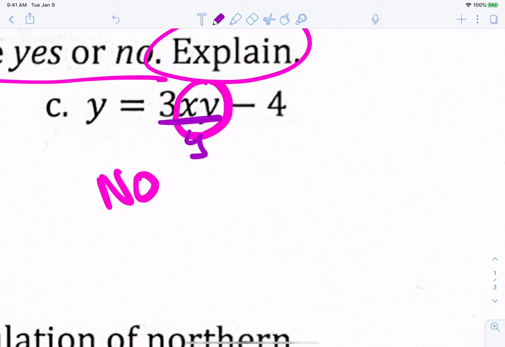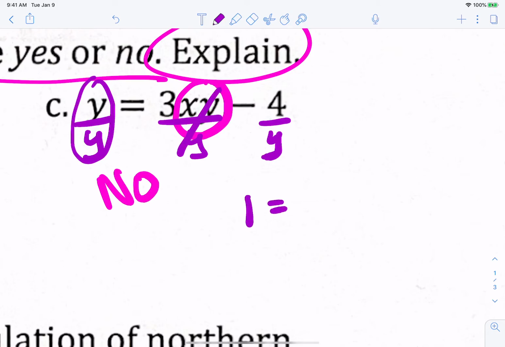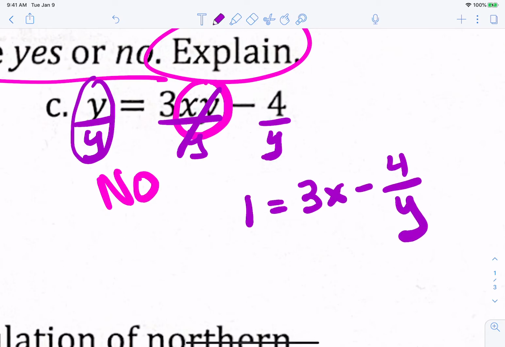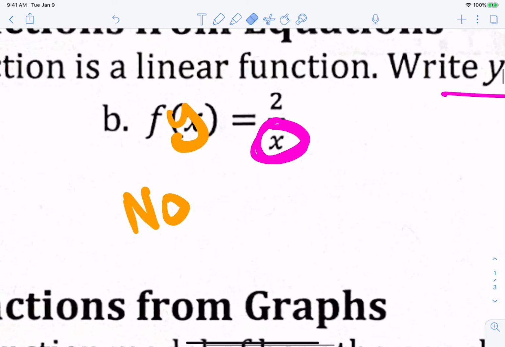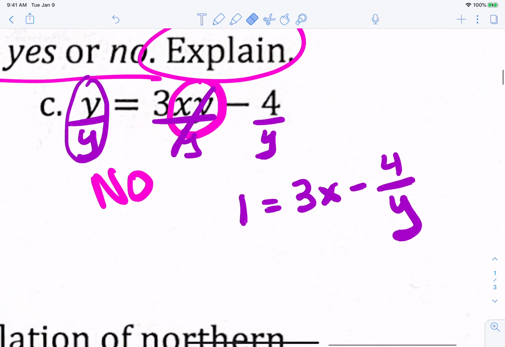Okay, so if I divide by y on everything, what's y divided by y? What does that reduce to or become? 1. So I have 1 equals 3x. It's looking good so far, until I have minus 4 over y, right? And we said that's not linear for the same reason that this one's not linear, because the x is in the bottom. Here the y is in the bottom, so I can't have that. So not a linear function, and we're going to circle the xy because that's why it's bad. If it has any square roots, anything like that, that is not a linear function.